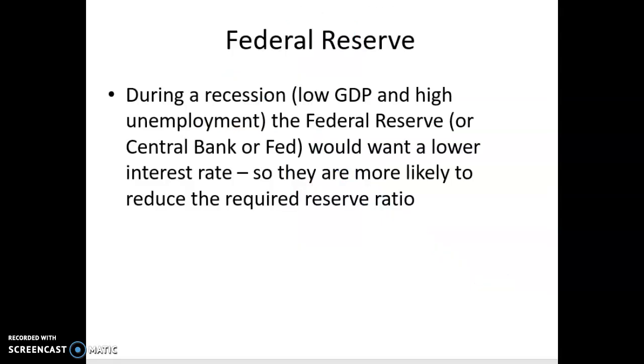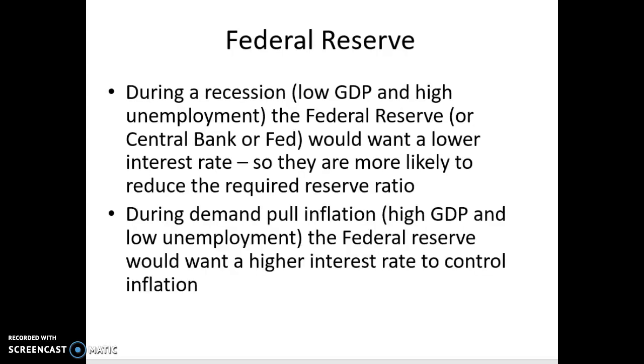So just one more time, during a recession, we have low GDP, low production, we have high unemployment. So the Federal Reserve or central bank or Fed would want to lower interest rate. So they're more likely to reduce the required reserve ratio, meaning banks can make more loans, and we'd have a greater supply. So the opposite is true as well.